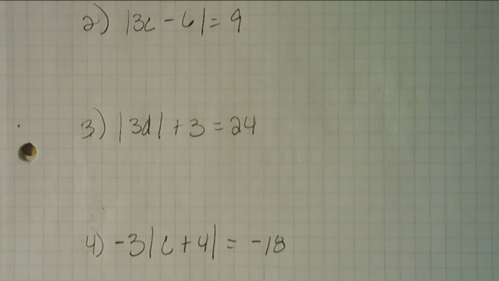Right, so if this said the absolute value of 3C minus 6 is equal to negative 9, you'd be like, that's no solution. Because whatever that is, when I take the absolute value of it, the answer can't be a negative 9. Does that make sense? Yep.